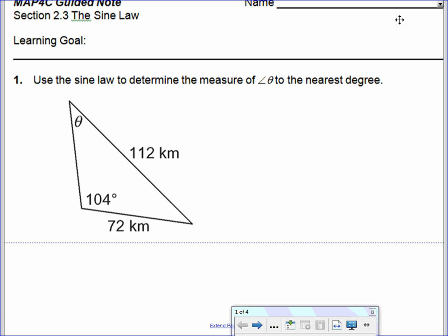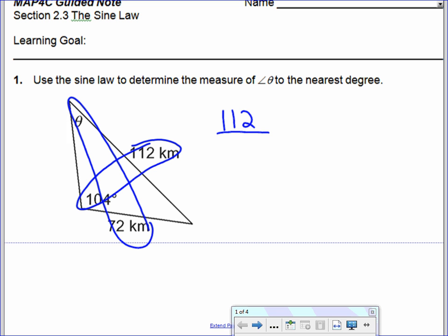So in a question like this, what you do is use the sine law to determine the measure of angle theta. First things first, I know I have this side length and this angle. Everyone agree with that? And then I'm given this side length, and luckily in this question, I need that angle. So I'm going to say, my side length of 112 over the sine of 104 is equal to my side length of 72 over the sine of theta. I don't know what it is.